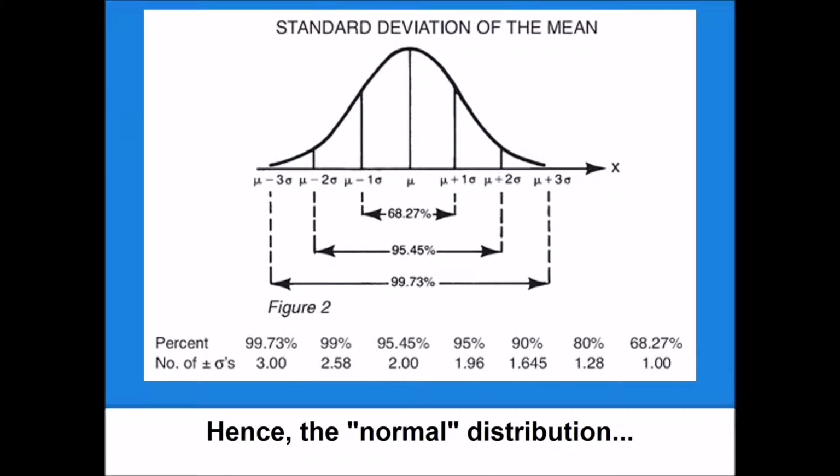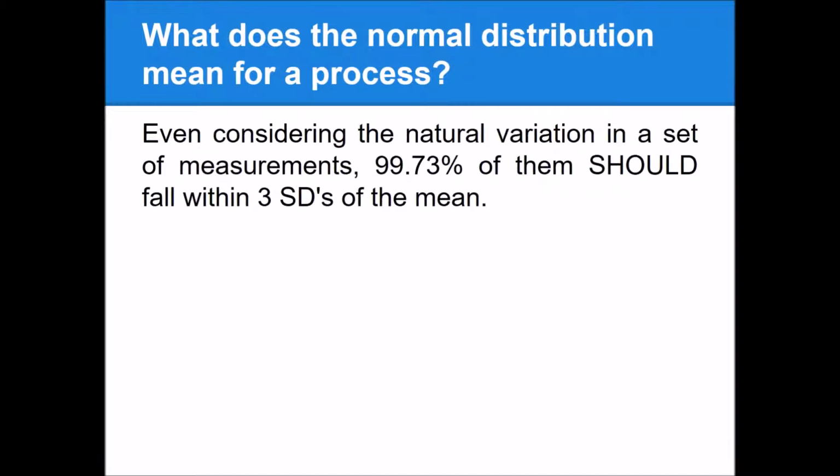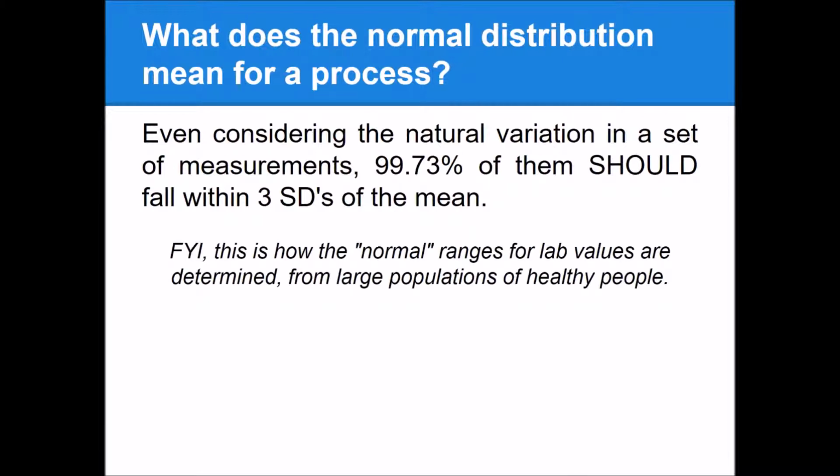Hence the normal distribution that we're also familiar with. The normal distribution for a process means that even considering natural variation in a set of measurements, 99.7% of them should fall within 3 standard deviations of the mean, and that's expected. FYI, this is how they determine the normal ranges for lab values from large populations of healthy people.